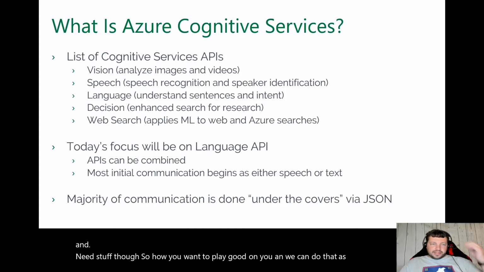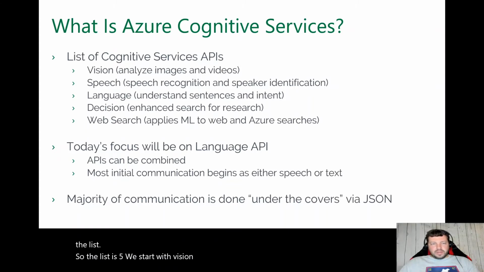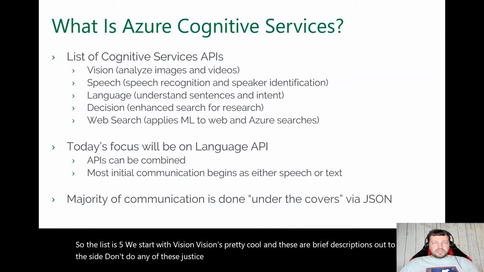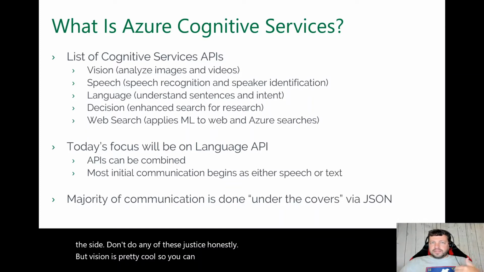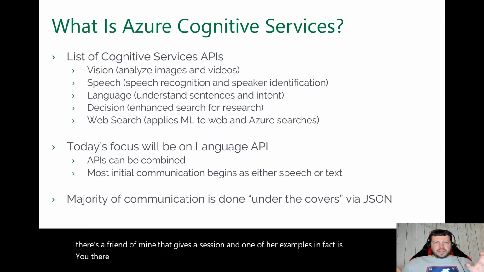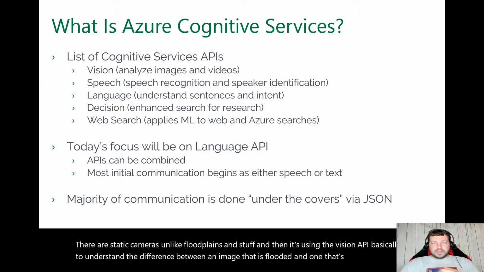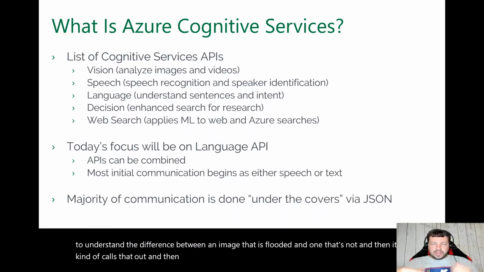So here's the list, and the list is five. We start with vision. Vision's pretty cool. These are brief descriptions out to the side, and they don't do any of these justice, honestly. You can analyze images and videos in there. A friend of mine gives a session, and one of her examples is static cameras on floodplains, using the vision API to understand the difference between an image that is flooded and one that's not. It calls that out, and then you can take action based on that. That's just one example. There are tons of cool demos about vision.